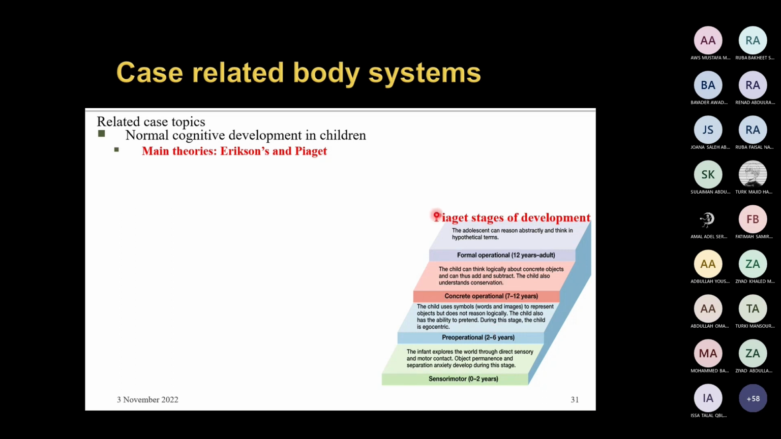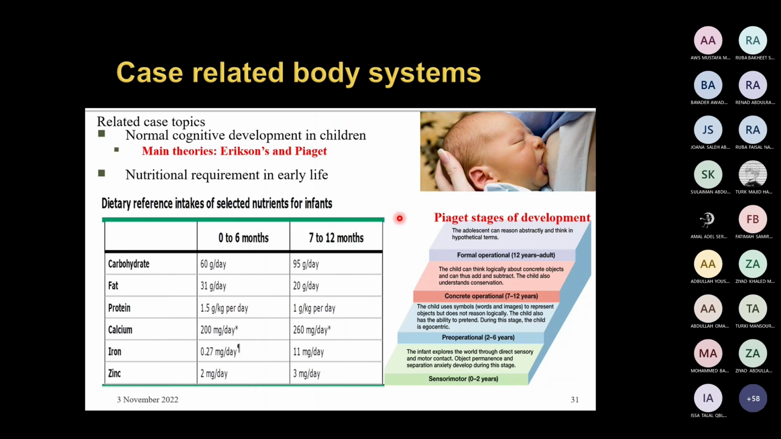Okay, so again, go and read about Erikson and Piaget. Nutritional requirements: again, you have to know the nutritional requirements for children, the major nutritional requirements. What do we need for carbohydrate in the first 12 months of life, fat, protein, calcium, iron, zinc.